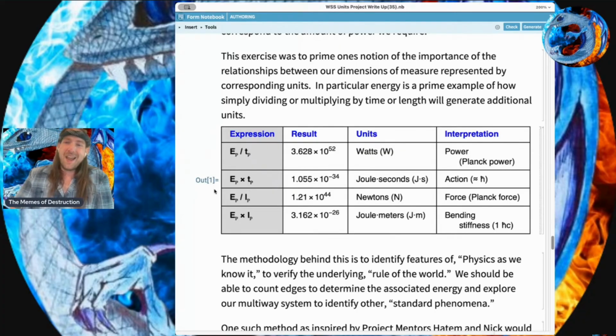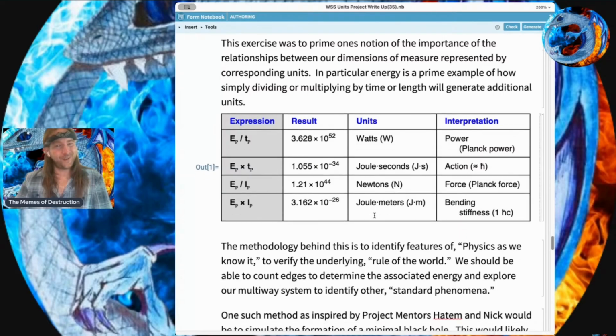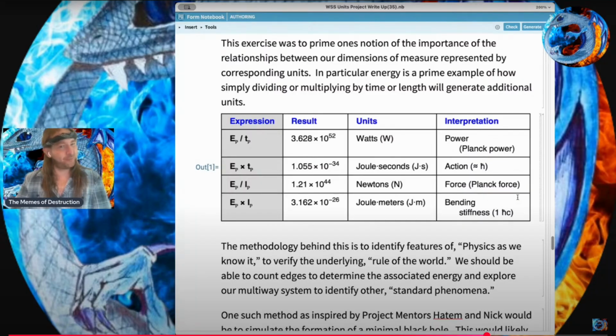Cool. Energy times time gives us the units of joule seconds, aka action, which is more basically about equivalent to the elementary unit of action, h bar. When you've got energy divided by a length, it's going to give you the unit of newtons or force. And then when you have energy times length, you're going to get joule meters, which, again, at least according to Wolfram Alpha, is bending stiffness, or the product of the elementary unit of action times the speed of light.